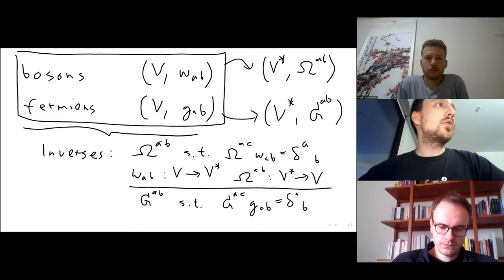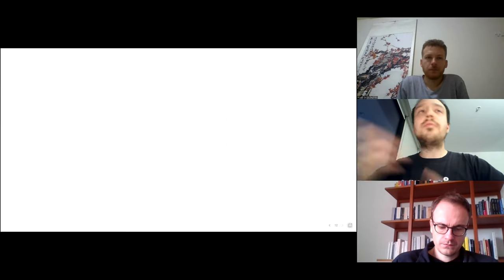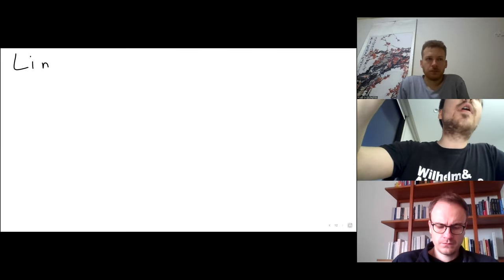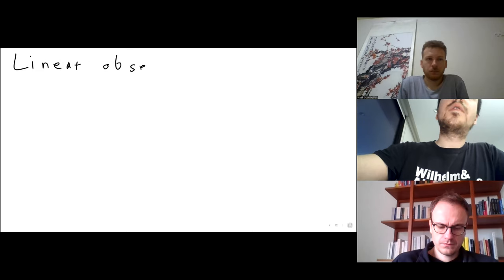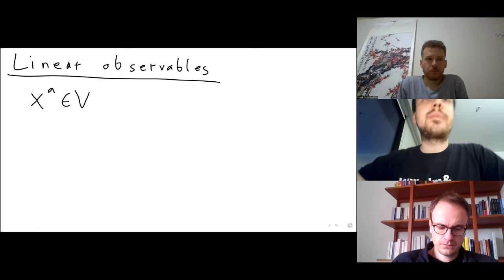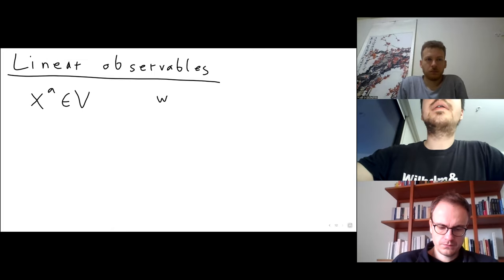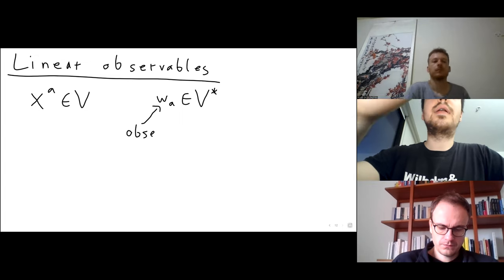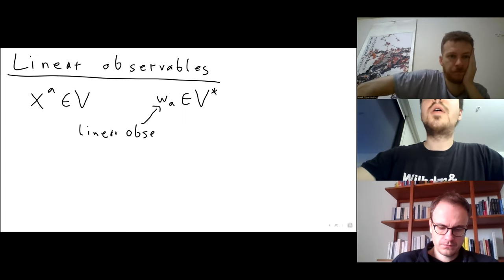And I think we're coming soon to an end. I will very briefly give an additional name, namely whenever we have a phase space, we have so-called linear observables. If we have a vector x in our phase space, then, not very surprisingly, a linear observable is any element W_A in the dual phase space, because that's exactly what is linear. So these are the linear observables.